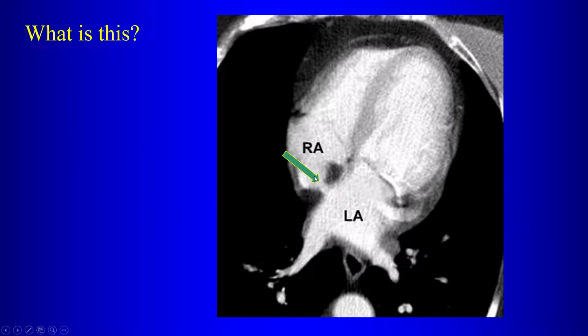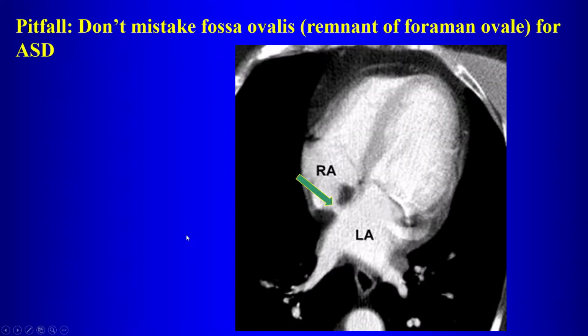So here, what is the arrow pointing to? Well, here we have the right atrium, here we have the left atrium. This patient has some prominent interatrial fat here. So this is some lipomatous hypertrophy of the interatrial septum, but that brings out this region in here. So that is the foramen ovale. So that is not an atrial septal defect. This indentation in here represents the foramen ovale. So we don't want to mistake the fossa ovalis, which is the remnant of the foramen ovale, the closed foramen ovale, for an atrial septal defect.